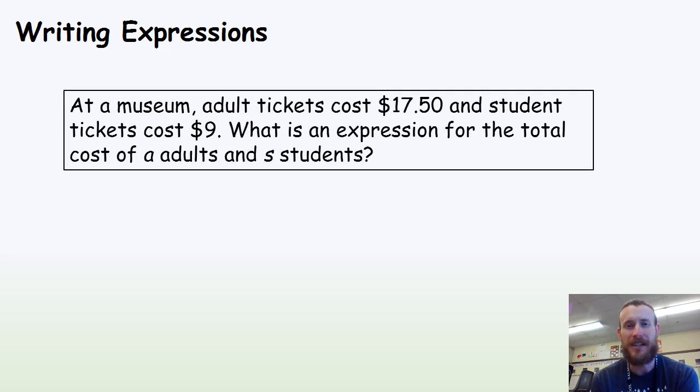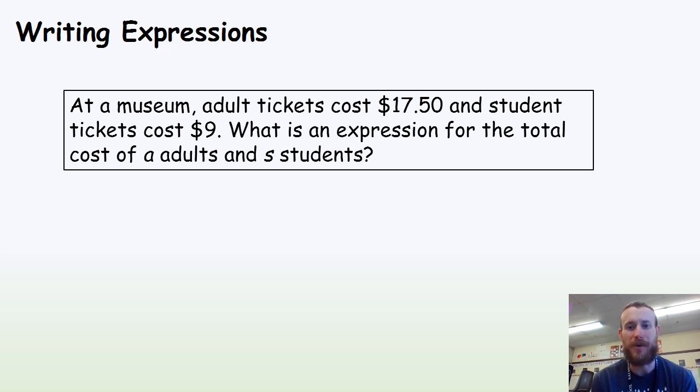So the last topic here in chapter 4.1 is just writing expressions. And this is kind of like translating. It's kind of like being someone who has to interpret one language and turn it into another. So we're reading English paragraphs or sentences, and we're kind of a math translator to translate those into mathematical sentences. So let's see, at a museum, adult tickets cost $17.50 and student tickets cost $9. What is an expression for the total cost of A adults and S students?